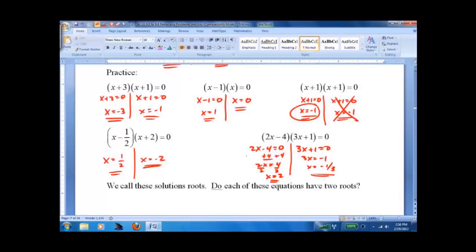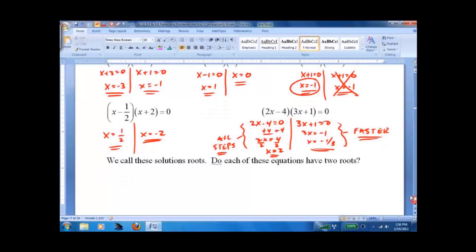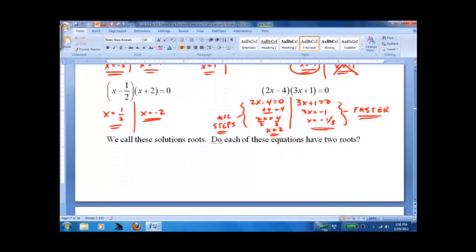So notice, this has all the steps. This does not. And I did this one faster. Please look for the patterns. It can make your life a lot easier. You just look at a problem and say, oh, that's going to be negative 1/3. Oh, that's going to be 4 over 2 is 2. Definitely want to save time if you can, because this is going to be the last step of a multi-step problem. We call these solutions roots.